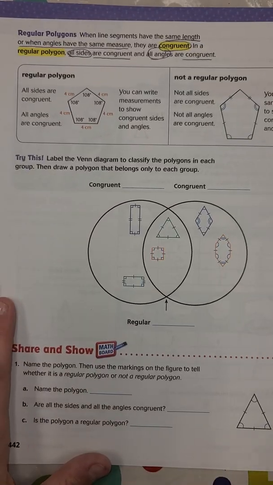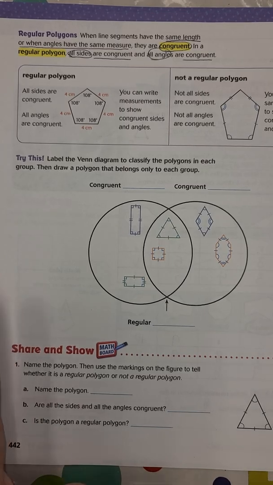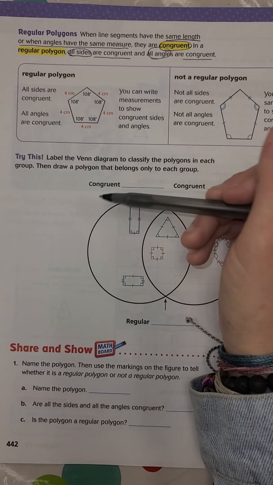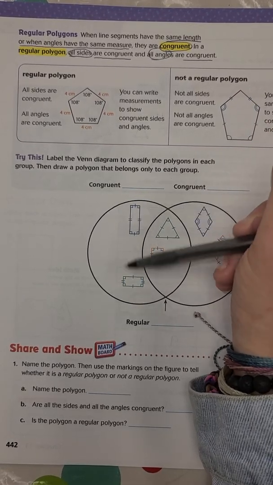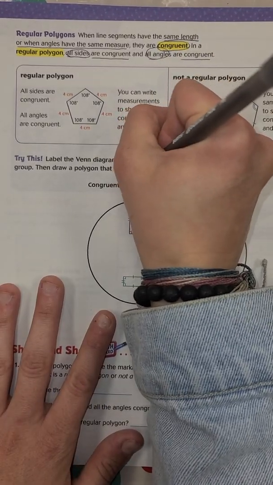So let's look at this Venn diagram to classify the polygons in each group. Draw a polygon that belongs only in each group. So if we look at these, what do these have in common? These all have the same what? They all have congruent angles.